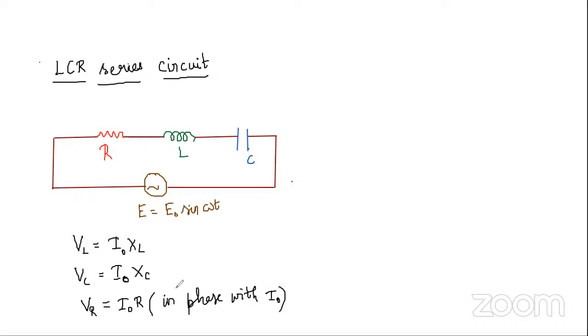But this VL actually leads current I naught by 90 degree or pi by 2. So this VC actually lags behind current. So it lags behind current by 90 degree.